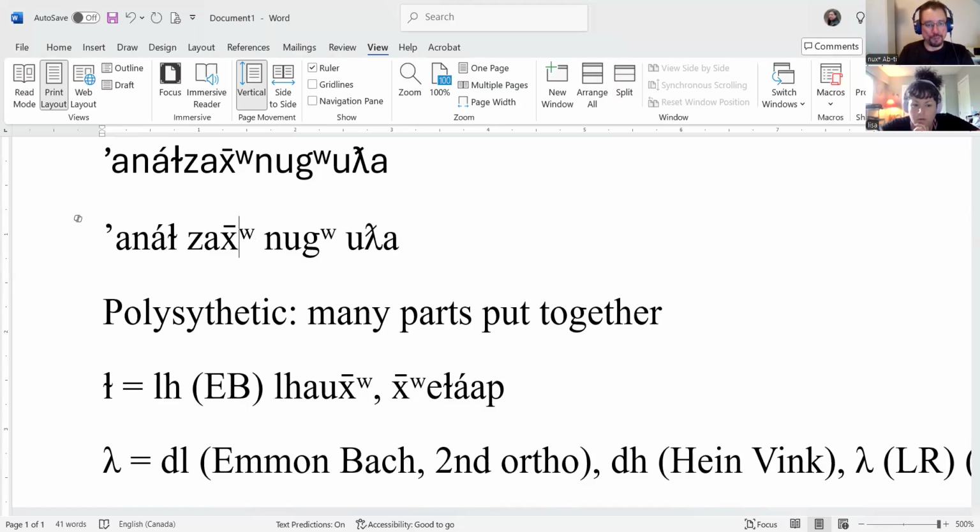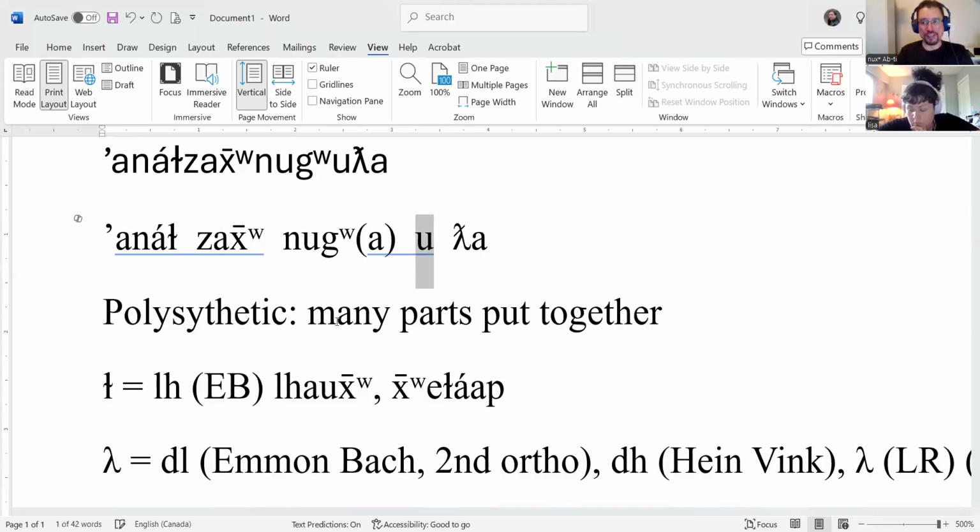This nug part is also a separate part of the word. So basically this is nugwa, but we're dropping the A. And then this letter U here, this U, it means you. And this tla part, I'm not exactly sure what it means. I think it's kind of related to the U, where it kind of refers to like another person.